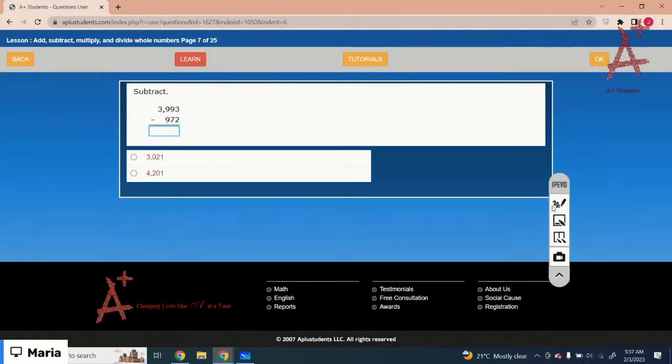Okay, you have to subtract. So 3 take away 2 is 1. 9 take away 7 is 2. 9 take away 9 is 0. And here you have 3. So it would be 3021. Got it? The correct option is 3021.